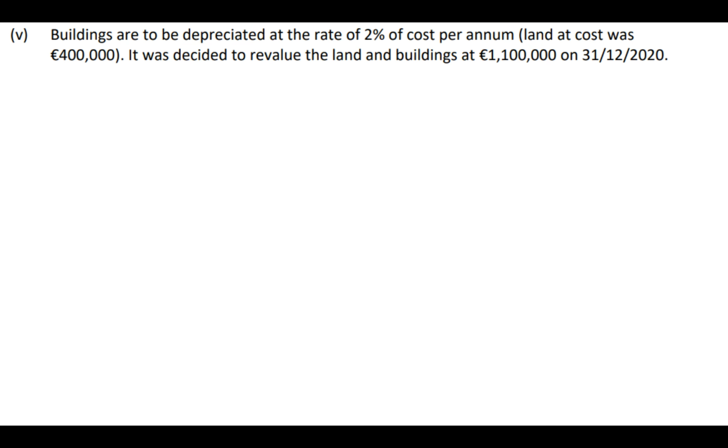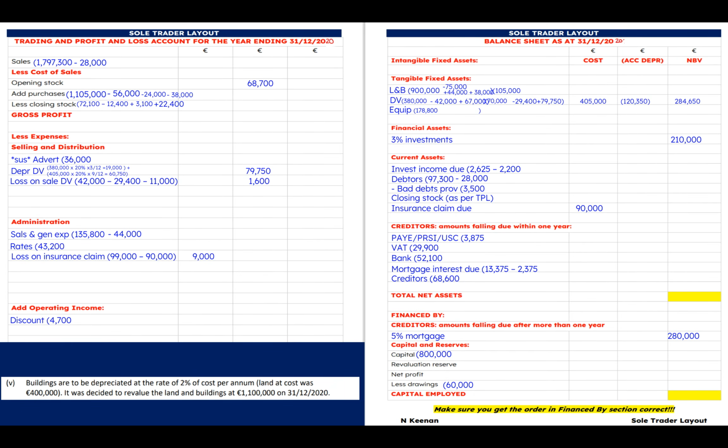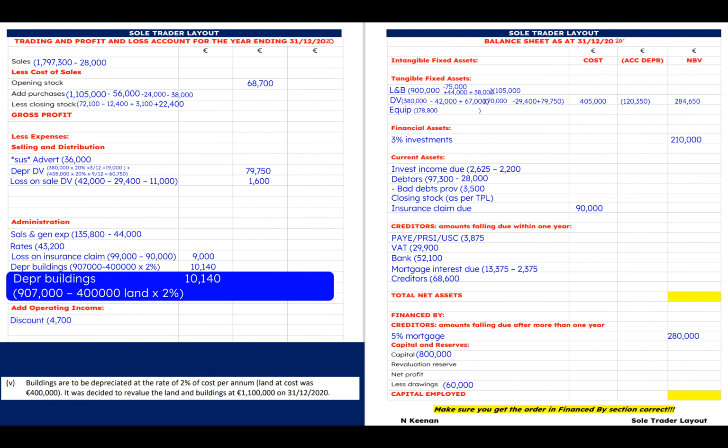So this is asking us to depreciate the buildings at 2% of cost per annum. As I just said, the buildings now have a cost of 907,000. Now, it does say land at cost was 400,000, so we do not depreciate land. So therefore, our depreciation on our buildings is going to be 907,000 minus 400,000, multiplied by 2%, and that is 10,140 euro there, in administration expenses.